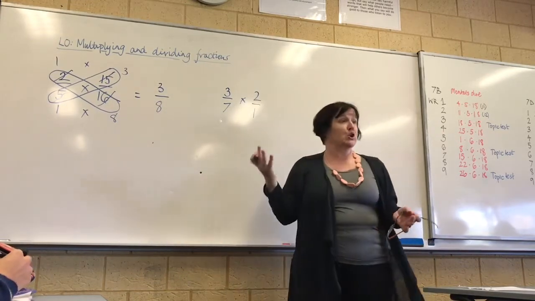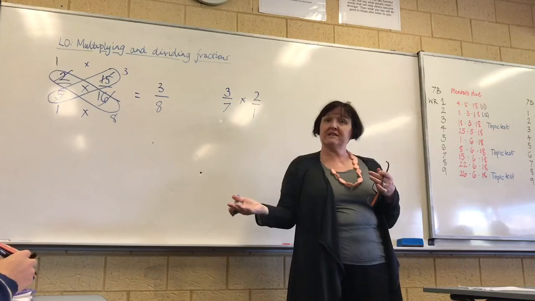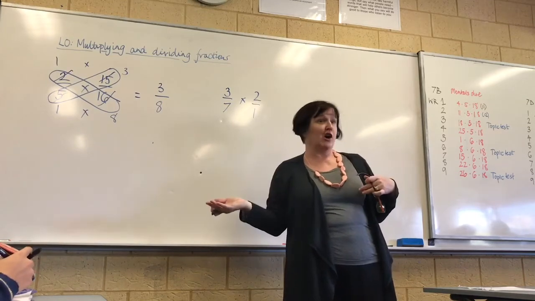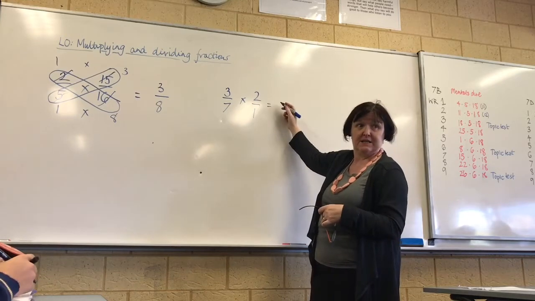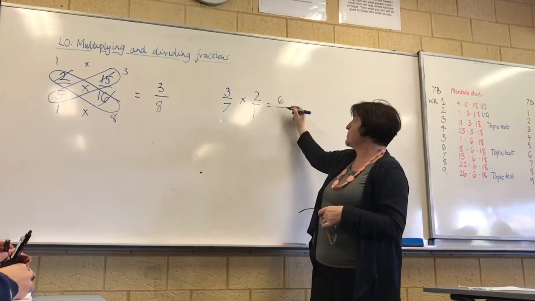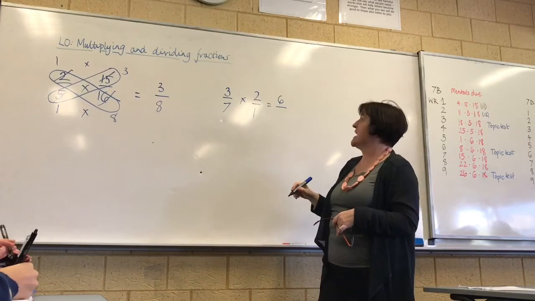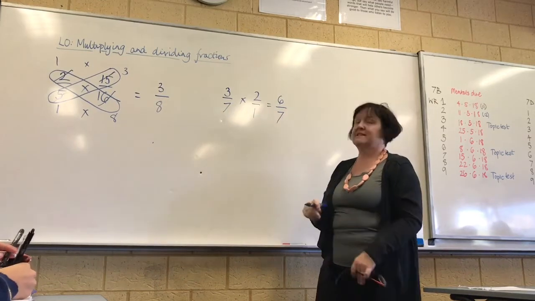And then again, you look at it. Can you cross-cancel? In this case, you can't. Okay, so you just multiply the numerators. 6 over 7. Yeah, multiply the numerators, 3 times 2 is 6, and then 7 times 1 is 7.